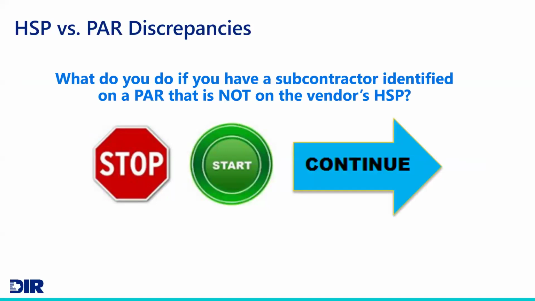So if you do get a PAR form and you see that a vendor is using a subcontractor that is not on the approved HUB subcontracting plan, it's important to stop work with that vendor, because that vendor is not compliant. They cannot utilize any resellers or subcontractors that are not on their HUB form. So once that vendor updates that HUB form with DIR, then work and payments can continue with you and that vendor.